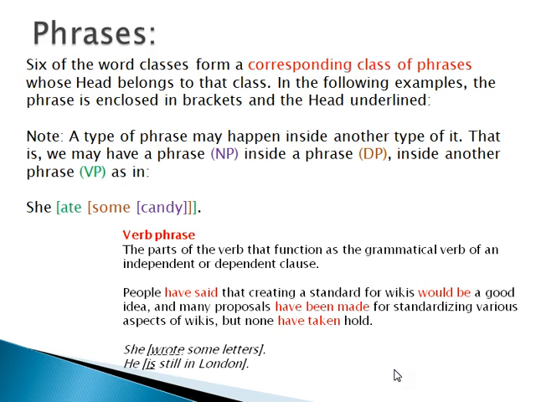So let's take this. Verb phrase is everything that is related to the verb. Uchoa, why is creating not a verb phrase? Well, let's stop at the comma. In the first clause, people have said that creating a standard for wikis would be a good idea. People have said something. And after that, I have a subordinate clause or a dependent clause. Do you understand? So people have said something. So creating a standard for wikis, blah, blah, blah, works as the object of the previous clause. So it should never be a verb phrase. There must be a noun phrase of which creating is a part.